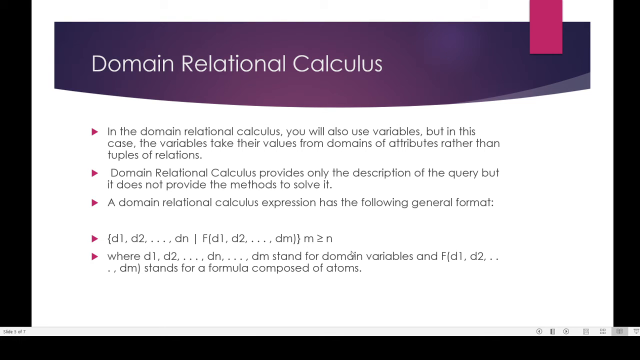In domain relational calculus we use quantifiers. What are the quantifiers? There exists and for all. We can use there exists and for all. The domain relational calculus is very similar to QBE. QBE means query by example, and we will see query by example in the next section. Now we see an example of domain relational calculus.